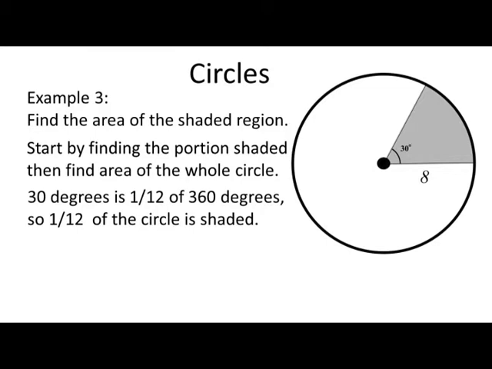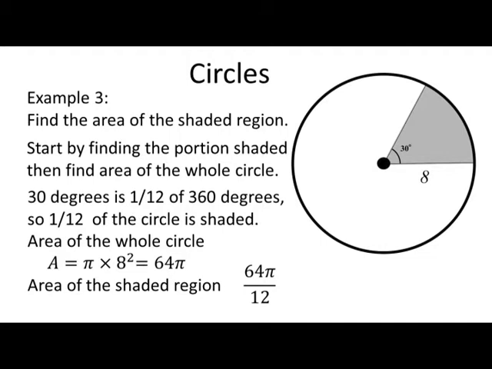Now the question is, how big is the whole circle? Well, we go back to our area formula. Area equals pi r squared. R in this case is 8, so pi r squared is 64 pi. Now we just multiply 1/12 times 64 pi, and we get 64 pi divided by 12.